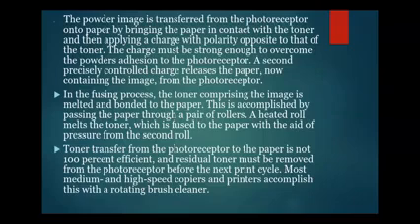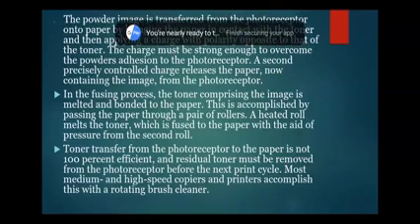The powder image is transferred from the photoreceptor onto paper by bringing the paper in contact with the toner and then applying a charge with polarity opposite to that of the toner. The charge must be strong enough to overcome the powder's adhesion to the photoreceptor. Again, a precisely controlled charge releases the paper, now containing the image, from the photoreceptor.